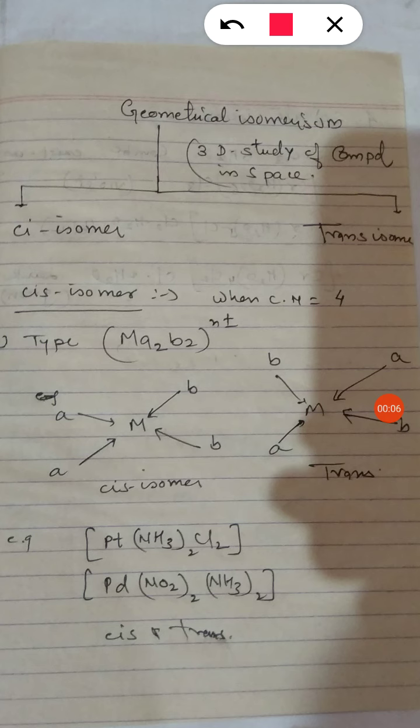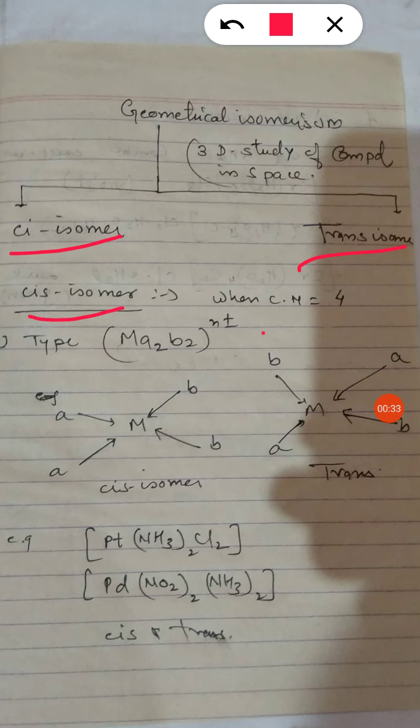Now, here we will discuss geometrical isomerism. In case of geometrical isomerism, it is a 3D study of a compound in space. Geometrical isomerism is classified into two types: one is cis isomerism and one is trans isomerism. Cis means same side, same phase. Trans means opposite side, opposite phase.